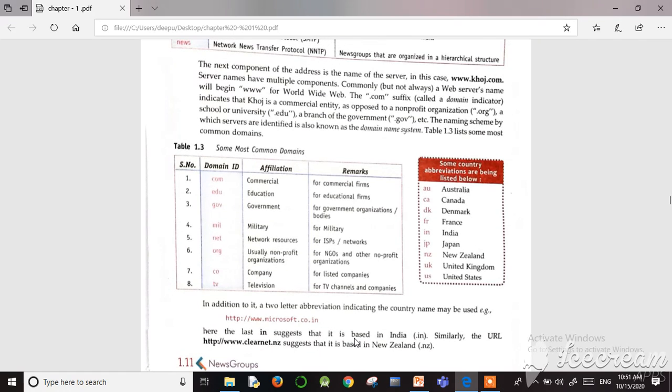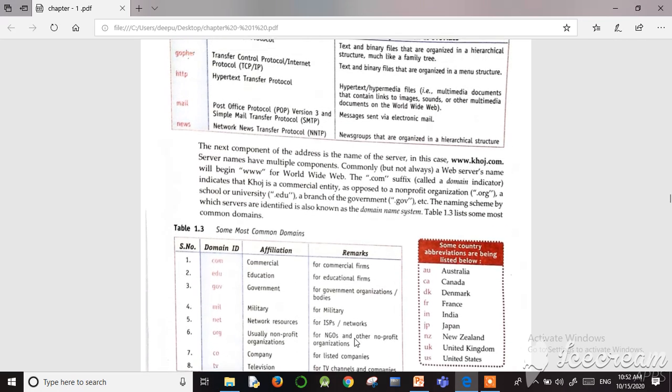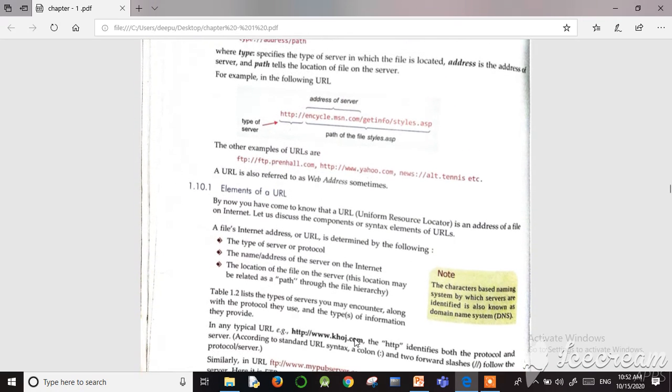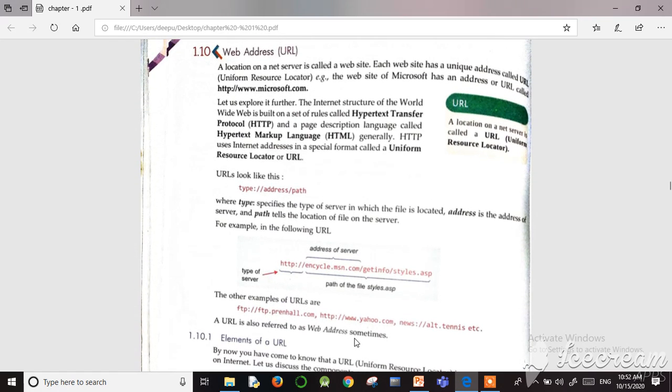In addition to the letter abbreviation indicating the country name, we already saw the country names. For example, http://www.microsoft.co.in: .co.in means India. Similarly, .nz means New Zealand. So these country names are also given. These are some topics related to URL. All the topics are important. A maximum 10-mark question can come from this section in your public board exam. So URL is an important topic.